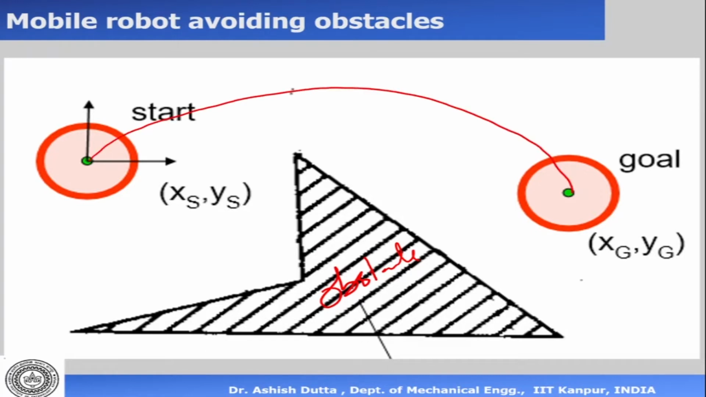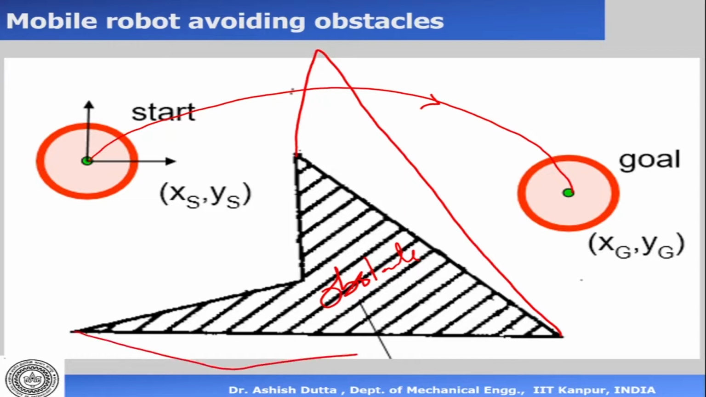How many paths can there be? There can be a very large number of paths. We also have to answer the question if there is no path. For example, if the obstacle was very large, something like this, then a path doesn't exist between the start point and the goal point. In that case also, the path planner must be able to tell us that no path exists. So at the very basic level, this is the definition of our path planning problem.